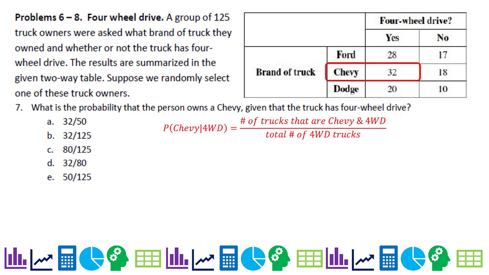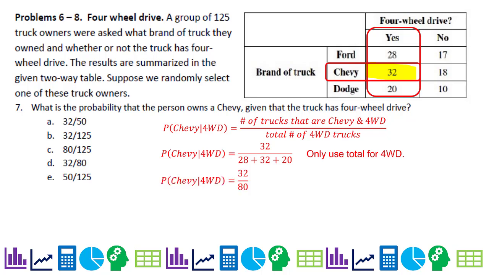So here's the Chevy that's four-wheel drive, and there's all the four-wheel drives, right? So Chevy and four-wheel drive is that 32, and then I have to divide by all the four-wheel drive trucks, and I get 32 over 80.